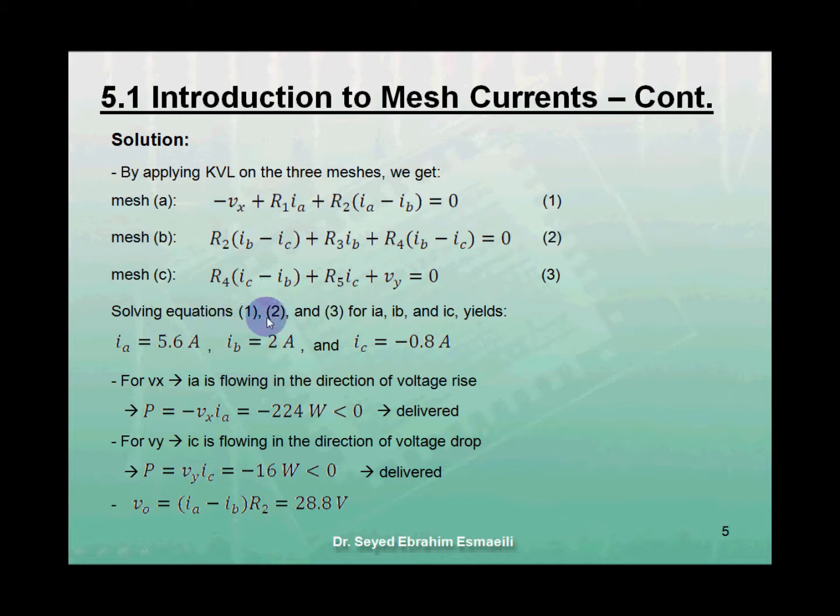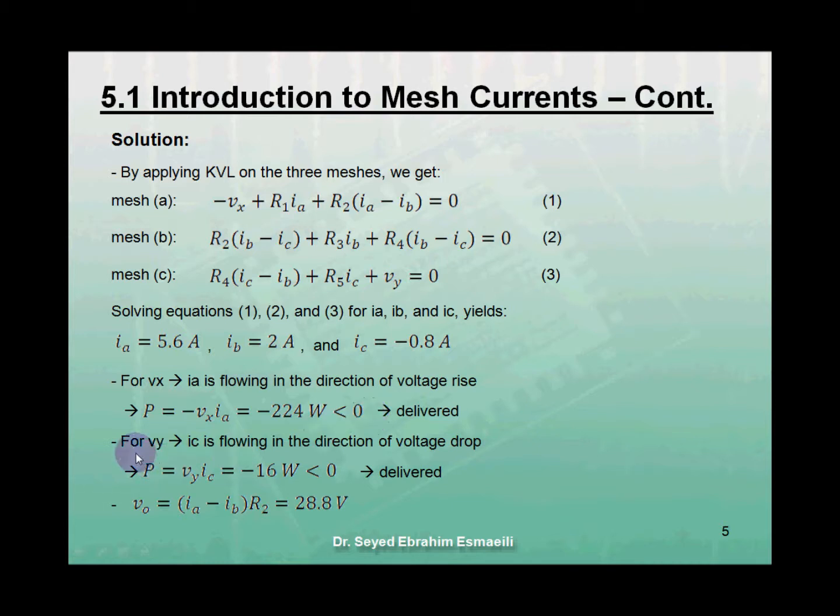Solving equations 1, 2, and 3 for IA, IB, and IC, we get IA equals 5.6 amps, IB equals 2 amps, and IC equals minus 0.8 amps. To find the power flowing through Vx, we know that IA is flowing in the direction of the voltage rise. So the power equation is written as P equals minus Vx times IA equals minus 224 watts, which is less than 0. This means that it's being delivered.